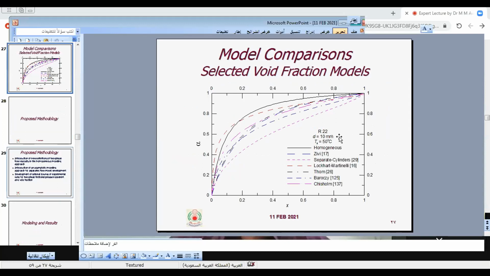When I try to compare the previous models for the case of refrigerant R22 in a pipe diameter of 10 millimeter at the saturation temperature of 50 Celsius, I find that all models give different values. Of course, at x equal to 0, alpha equals 0, and at x equal to 1, alpha equals 1.